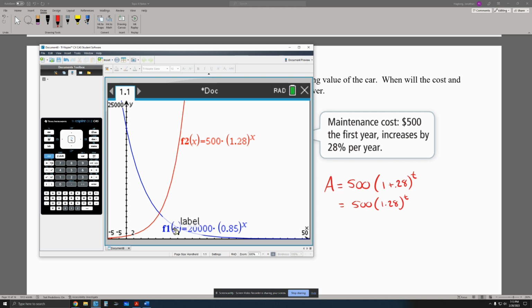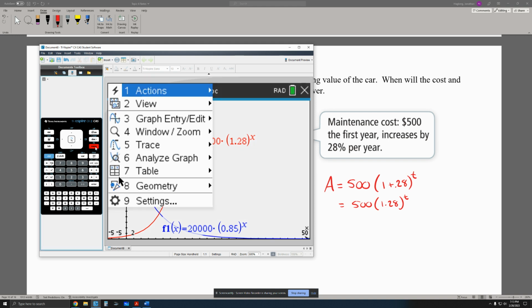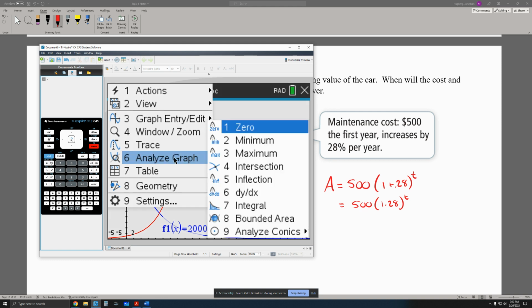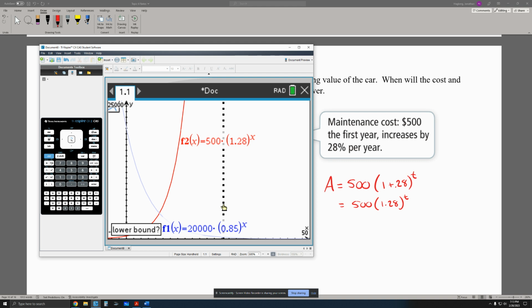I see that the blue graph is F1. This is the value of the car. We can see that it's depreciating over time. We can also see the maintenance cost, F2, is increasing over time. And so I want to know, when will these be the same? To find the intersection point on the TI-Nspire, I'm going to hit Menu and Analyze Graph. We're then going to choose number 4, which is the intersection feature.